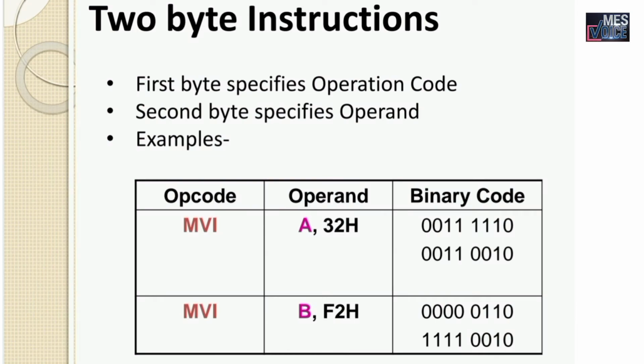Next is 2-byte instructions. In 2-byte instructions, first byte specifies the opcode and the second byte specifies the operand. The instructions MVI A,32 and MVI B,F2 are 2-byte instructions where the first byte specifies the opcode and the second byte specifies the operand. Here, MVI A and MVI B are the opcode and 32 and F2 are the operand part of this instruction. The binary code of these instructions are given in the table.